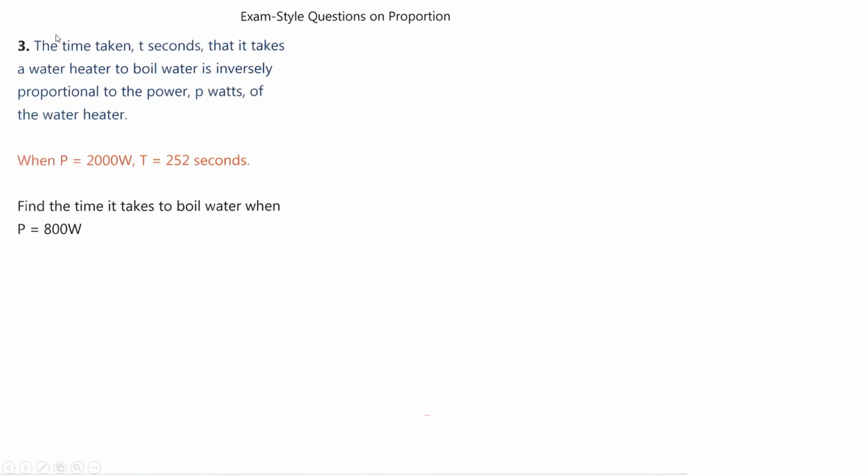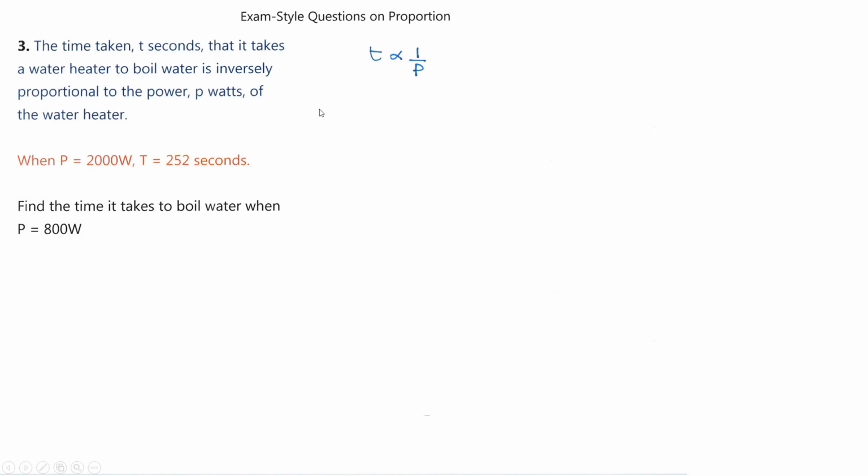Question 3. The time taken, t seconds, that it takes a water heater to boil is inversely proportional to the power, p, watts of the water heater. Got a lot of writing here, but it's the same kind of approach. We've got two letters, t and p. This time it says inversely proportional to the power of the water heater. So inversely proportional means 1 over p. That's what inversely proportional means.